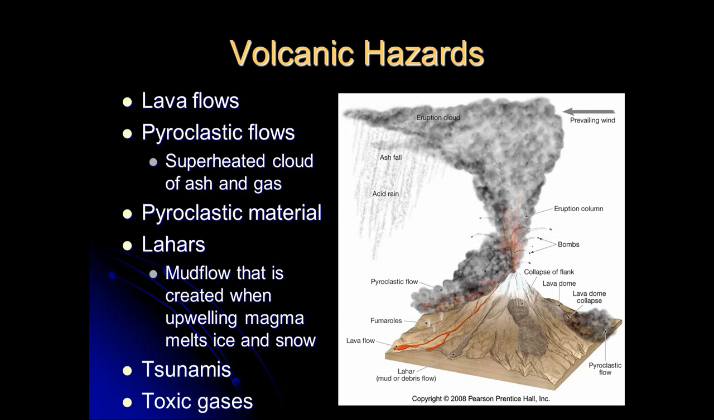We also have what is called a pyroclastic flow right here. This is a superheated cloud of ash and gas that can come traveling rapidly down the flank, or the side, of a volcano. When I say superheated, think 1000 to 1200 degrees Celsius. The pyroclastic flow is what killed everybody in Pompeii.